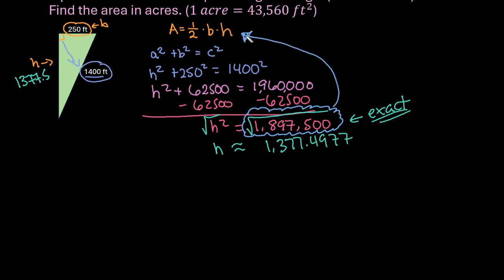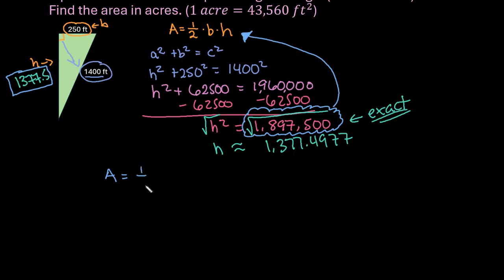So instead of using the rounded version, I did the calculations on this one with both the exact value and the rounded value, and my final answer was the same to 2 decimal places. So I'm not going to show that to you, but I do want to advise that that's something you want to watch for, that using rounded answers can throw off your final calculations. So like I said, I'm just going to use this rounded value, the 1,377.5 feet, to find the area.